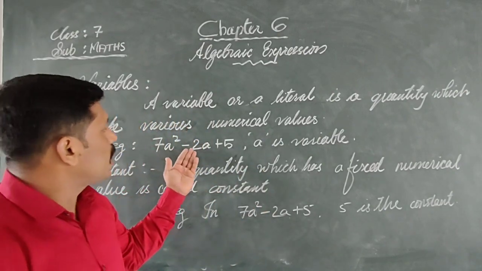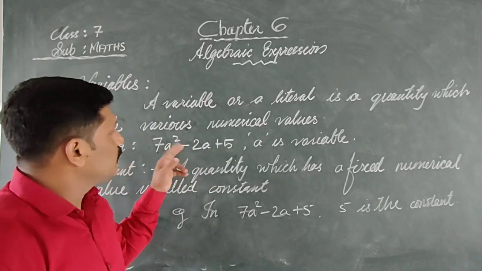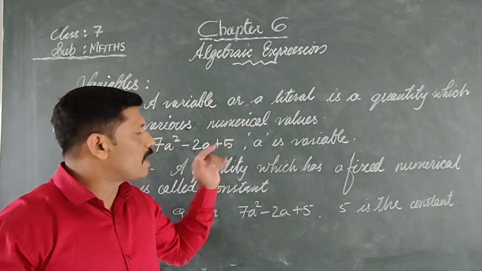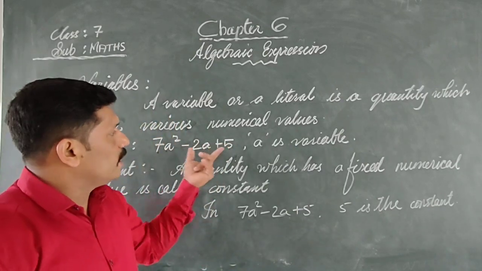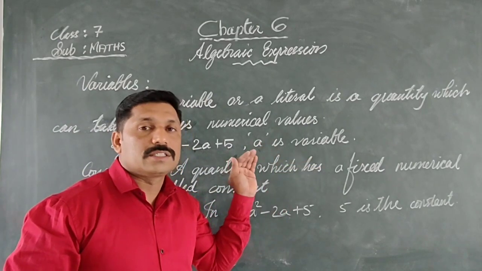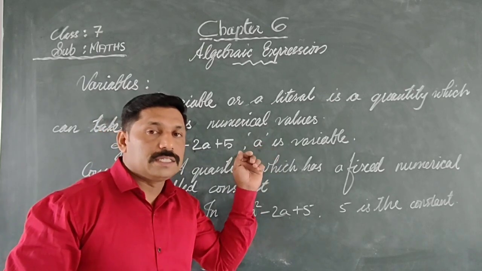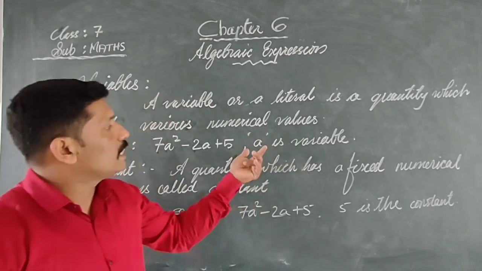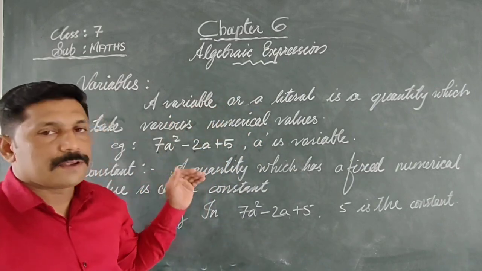Example, in 7a square minus 2a plus 5, 7 is already fixed in value, 2 also has a fixed value, 5 also has a fixed value. But in a square, the value of a is variable. That means it depends upon different situations, so it is not fixed. Such literal quantities or alphabets are called variables.